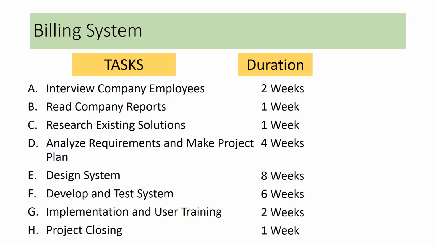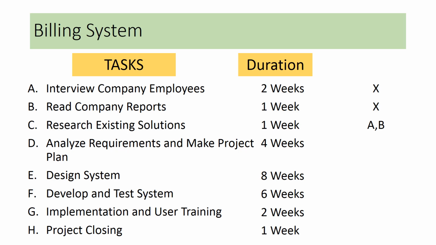Now, all these tasks do not need to be carried out sequentially. There are some tasks that we can start together, and there are some tasks that depend on other tasks to be completed first before we can start them. Let's look at an example. Let's say we start off with interviewing the company employees and reading company reports; we can start them together. But to research existing solutions, we need to have the interview notes and the company reports understanding with us. Hence, we cannot research existing solutions before finishing those, making task C dependent on the completion of tasks A and B.